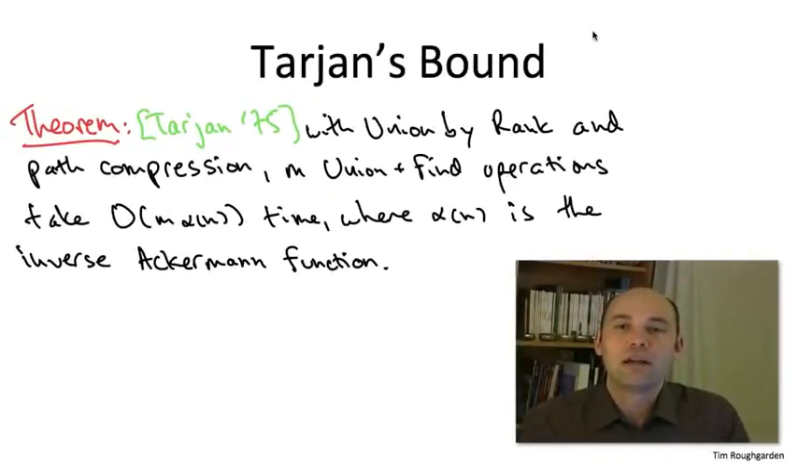You've got a union find data structure. We're doing lazy unions. We're doing union by rank. We're doing path compression. And for an arbitrary sequence of M find and union operations, the total amount of work you do over the sequence of operations is bounded above by M times alpha of n, where n is the number of objects in the data structure, and alpha is the inverse Ackermann function that we defined in the previous video.